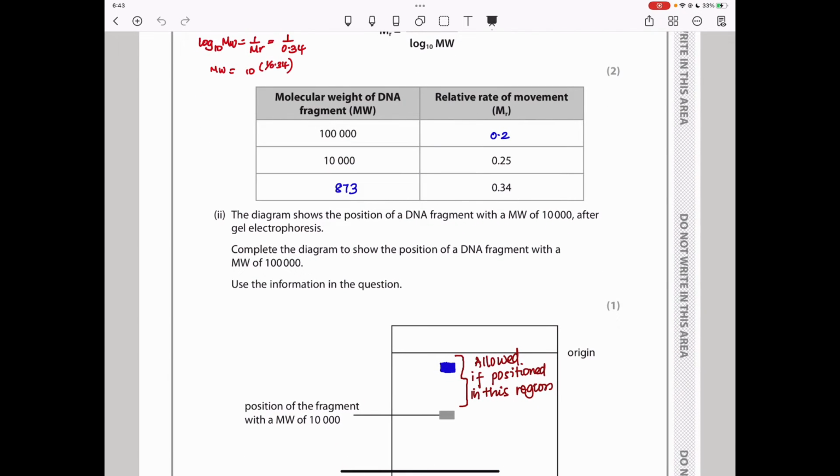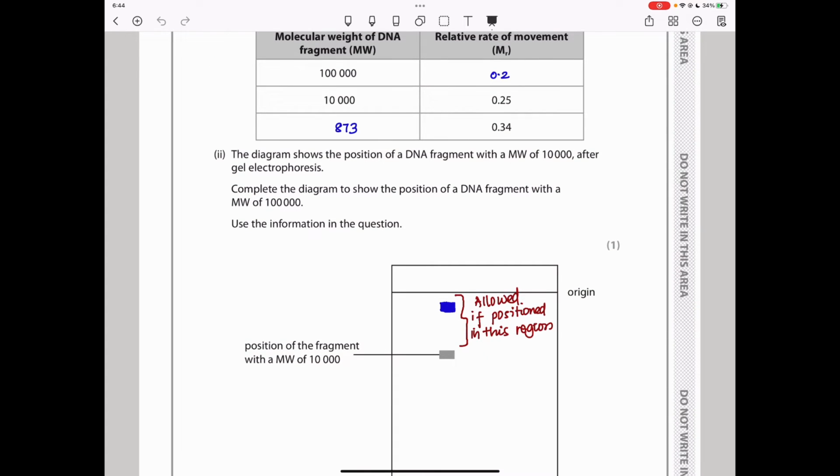So the next part says, the diagram shows the position of a DNA fragment with an MW of 10,000 after gel electrophoresis. Complete the diagram to show the position of a DNA fragment with an MW of 100,000. Use the information in the question. Now here, it's very imperative that you know that this part here is the origin.